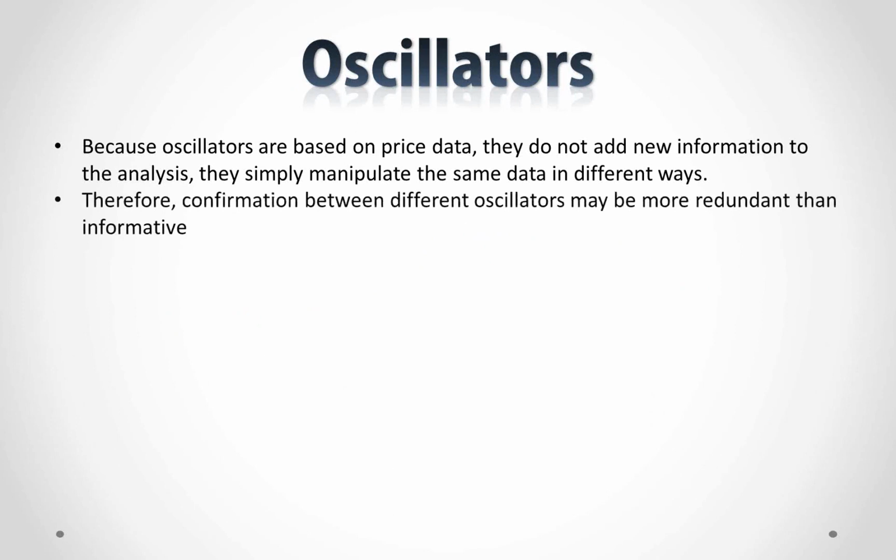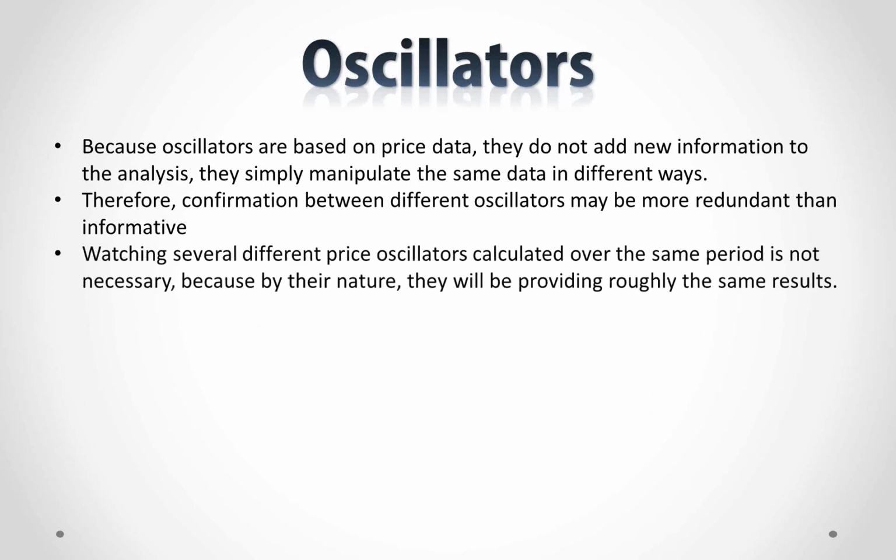So therefore, confirmation between different oscillators may be more redundant than informative. For that reason, watching several different price oscillators calculated over the same period is not really necessary because by their nature, they're going to be providing roughly the same results. So if you find a specific oscillator that you like, that's all you really need: one oscillator on your chart that shows either good oversold or overbought conditions or good divergence.